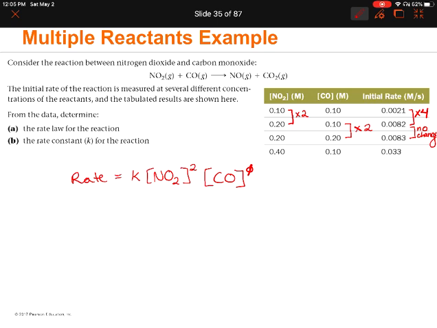Okay, so now that we know the order for each reactant, the overall order of this reaction is just 2, because if we add together the orders for each reactant, we get 2. So that's the overall order. All right, so now in part B, let's determine the rate constant for the reaction.